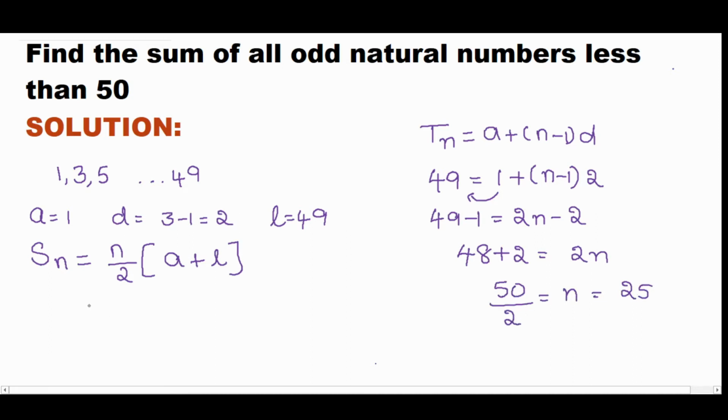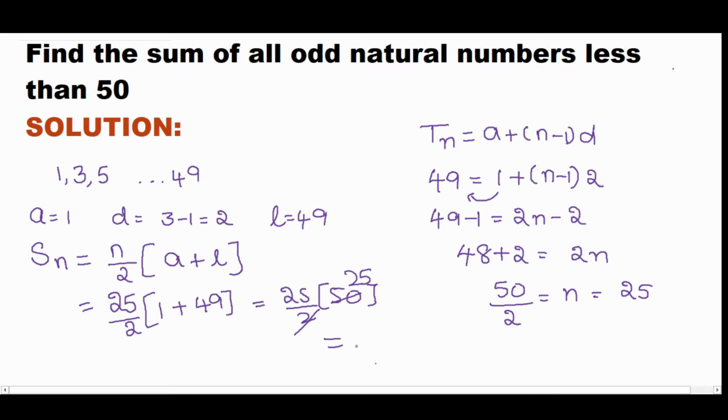So let me substitute here now. I got n value is 25, so 25 by 2 into A, which is 1, plus L, which is 49. So how much am I going to get now? 25 by 2 into 1 plus 49, which is nothing but 50. So 2 ones are 2, 2 25s are 25, so 25 into 25 is nothing but 625. Therefore, the sum of all the odd natural numbers less than 50 is 625.